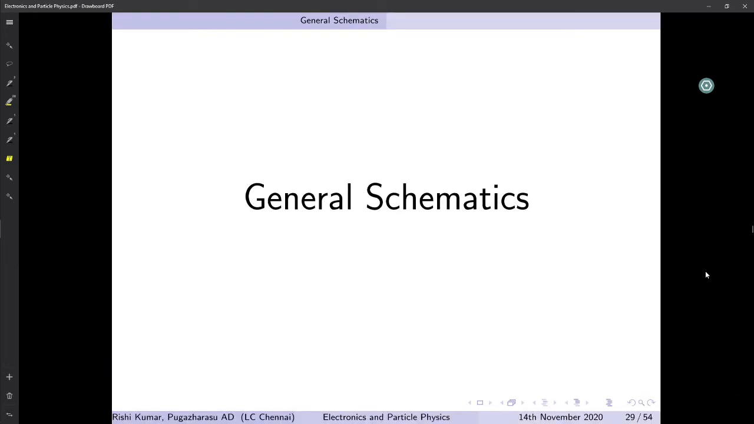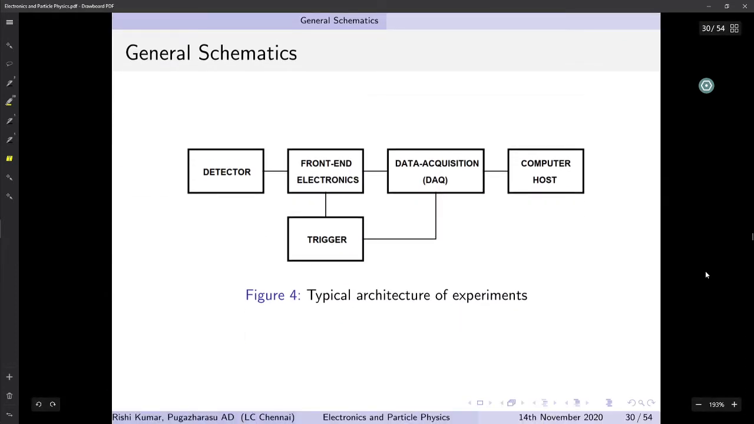So the general schematics can be pretty elegantly summarized actually. You have a detector, then you have some front-end electronics which is connected to the trigger and data acquisition in a loop, because the trigger needs to coordinate. In simple electronics lingo, the trigger is just a very effective form of a filter, only a little more complicated in its construction and more sophisticated than a naive bandpass or low-pass filter that we have studied earlier. And after data acquisition, it heads straight to the computer host. This is the typical architecture of experiments.